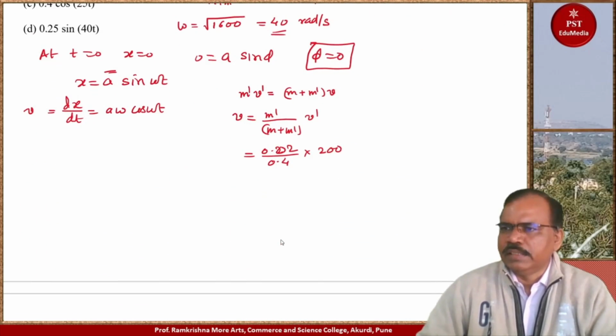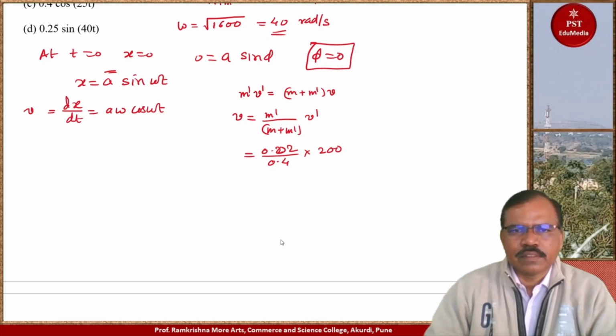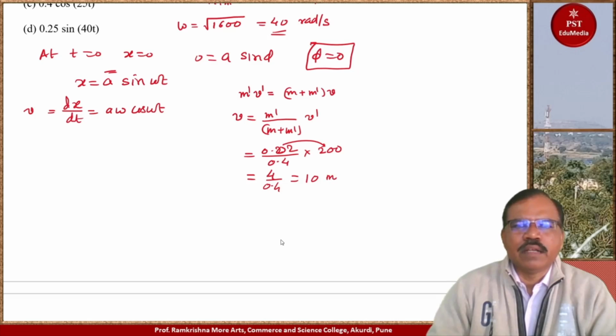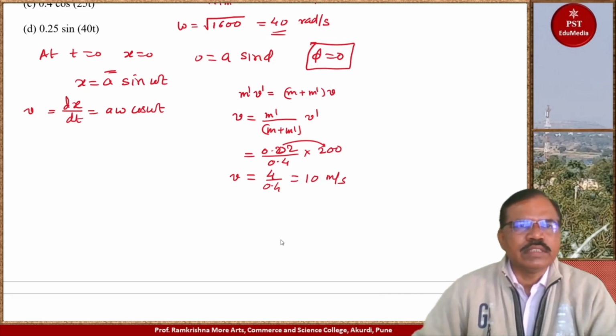So if we calculate this, you will get 4 upon 0.4. This one into this one, that is 4. So you will get 10 meter per second. That is the velocity. Velocity is 10 meter per second.